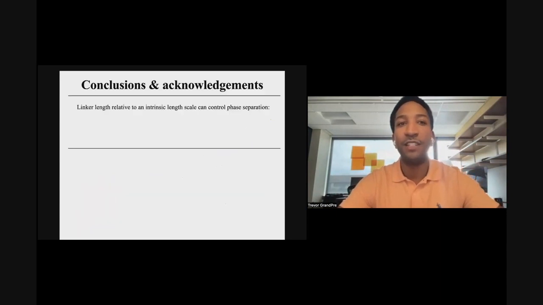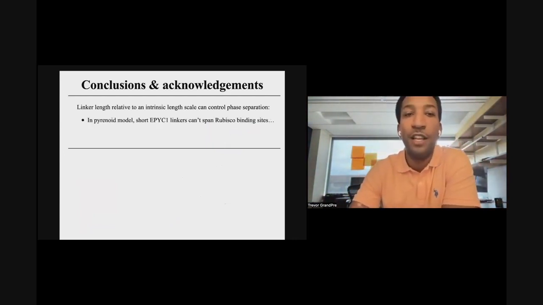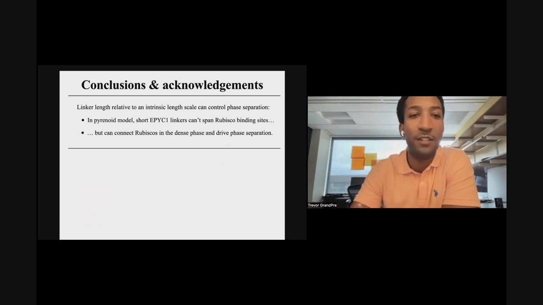Okay, so with that, I'd just like to conclude and say that linker length relative to an intrinsic length scale can control phase separation. And in the pyrenoid model, short EPYC1 linkers can't span Rubisco-binding sites, but can connect Rubiscos in the dense phase and drive phase separation.